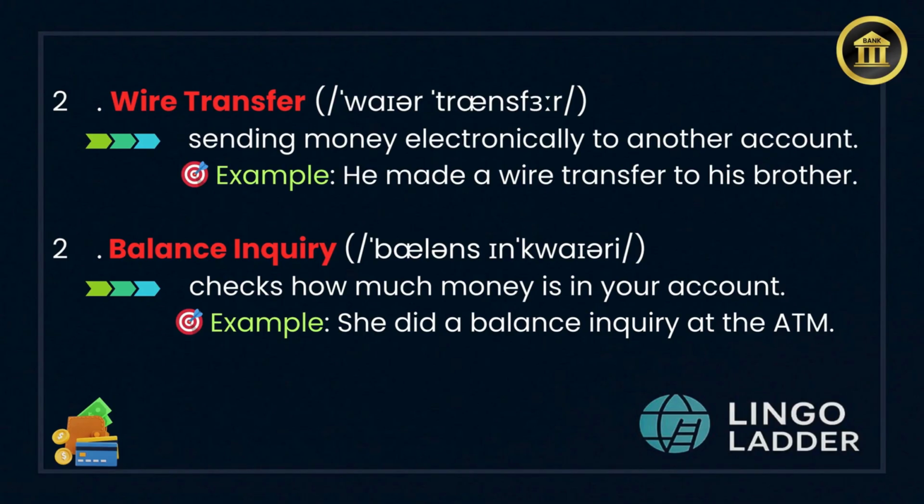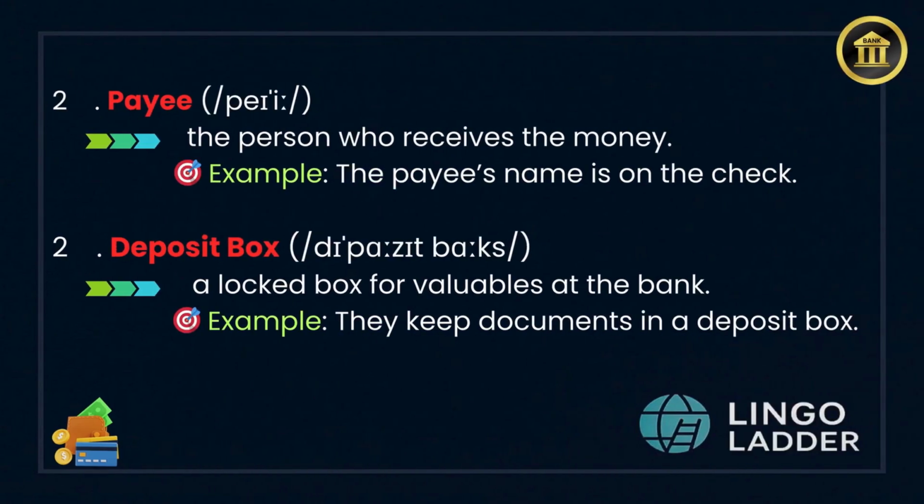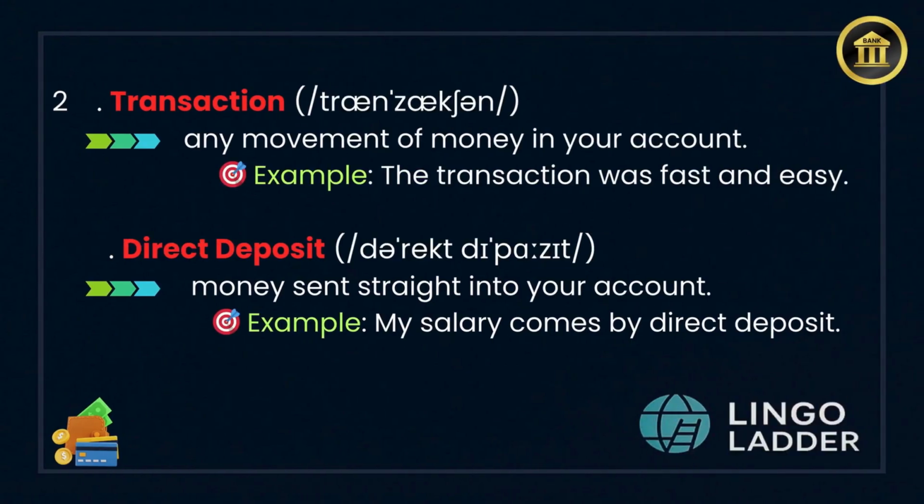25. Wire transfer. A wire transfer is sending money electronically to another account. 26. Balance inquiry. A balance inquiry checks how much money is in your account. 27. Payee. A payee is the person who receives the money. 28. Deposit box. A deposit box is a locked box for valuables at the bank. 29. Transaction. A transaction is any movement of money in your account. 30. Direct deposit. Direct deposit is money sent straight into your account.